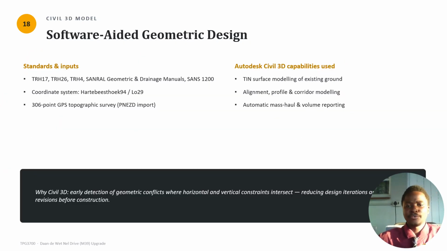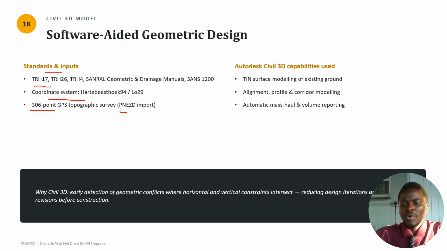For the software I used for this geometric design, I incorporated the standards TR7, TRH26, TRH4, and the SANRAL Geometric and Drainage Manual, SANS 1200. The coordinate system is Hartebeesthoek94 / Lo29, and it has a 300-plus GPS topographic survey, imported using PNEZD in my Civil 3D.